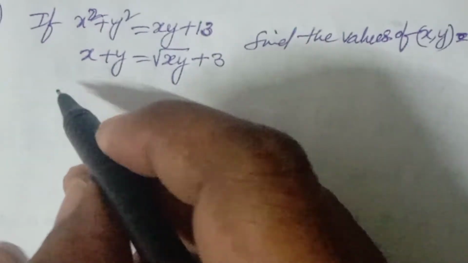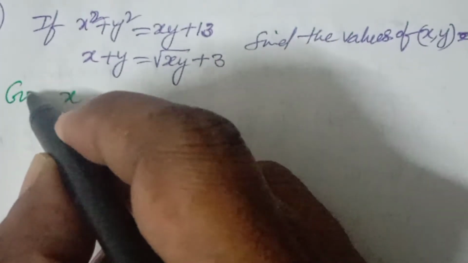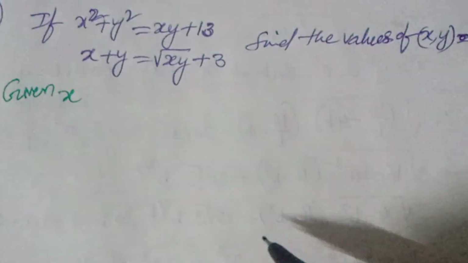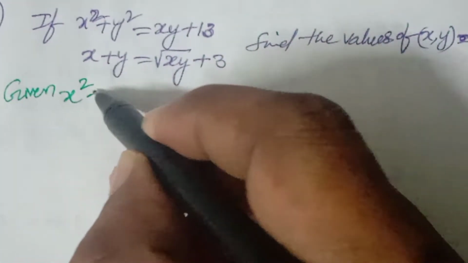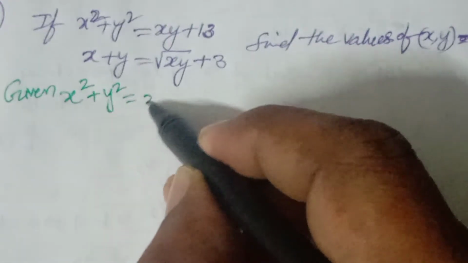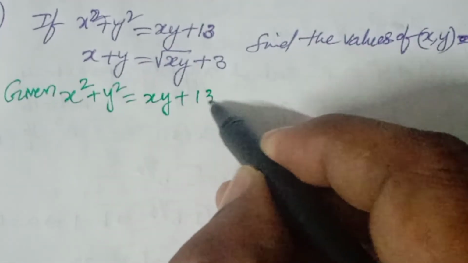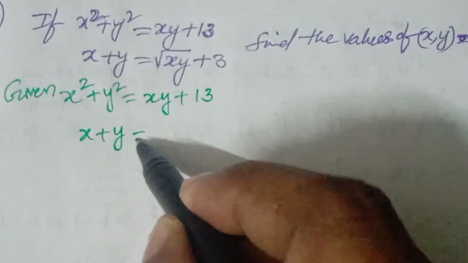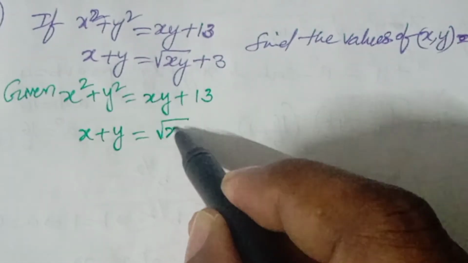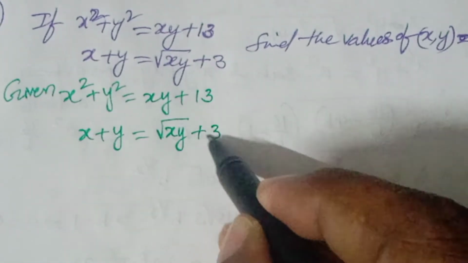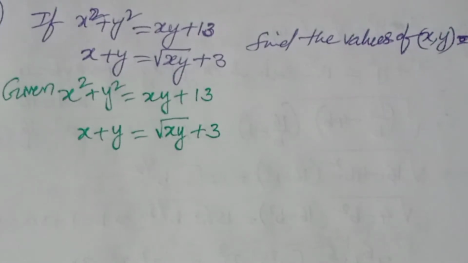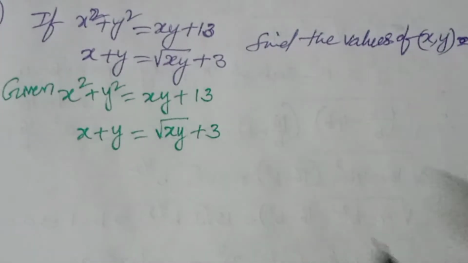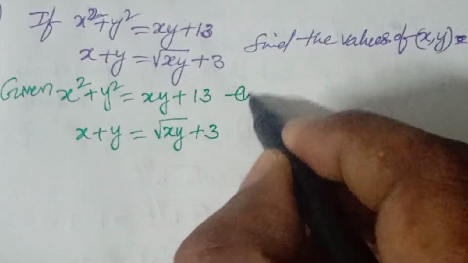So here what is given, pause the video for 10 seconds and think about this. Can you do this problem or not? x square plus y square is equal to xy plus 13, and the second one is x plus y is equal to root xy plus 3. So here this is 1 and this is 2.